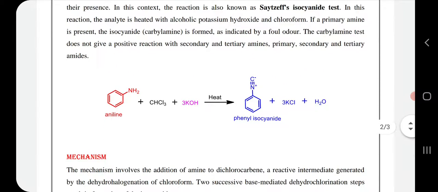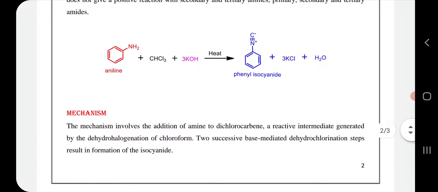So in this carbylamine reaction, here you can see this is aniline, this is chloroform and KOH. When these three reactants are heated, they form the isocyanide, and potassium chloride and water are eliminated. Now we will see the mechanism. Its mechanism involves the addition of amine to dichlorocarbene, a reactive intermediate generated by the dehydrohalogenation of chloroform. So two successive base-mediated dehydrochlorination steps result in the formation of isocyanide.